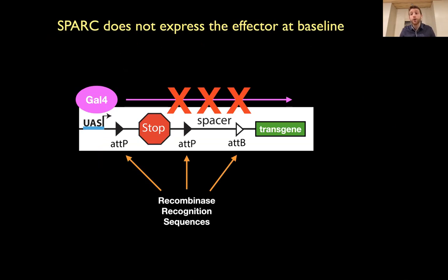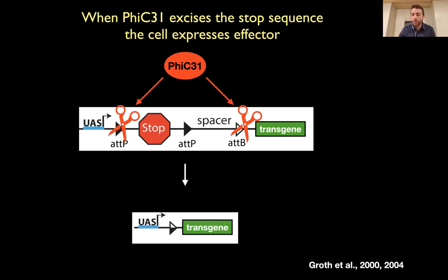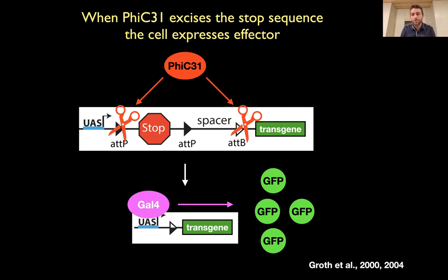And for those of you familiar with Cre, these sequences are analogous to loxP sequences, except they're recognized by a different recombinase, here Phi-C31. And Phi-C31 selectively and irreversibly recombines one attP sequence with one attB sequence. And so if Phi-C31 is present here, it will selectively remove the intervening sequence shown here, leaving this in the genome, which will enable cell type specific expression of your transgene.